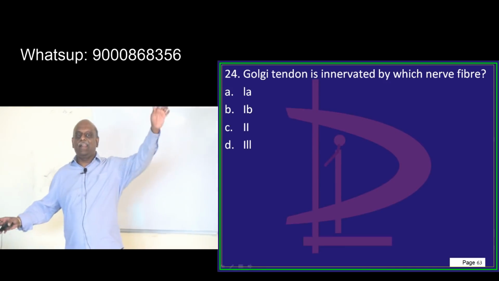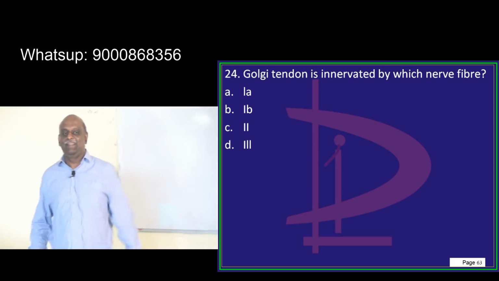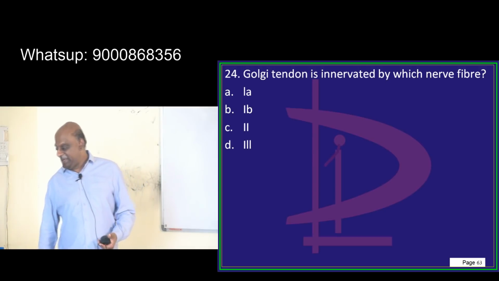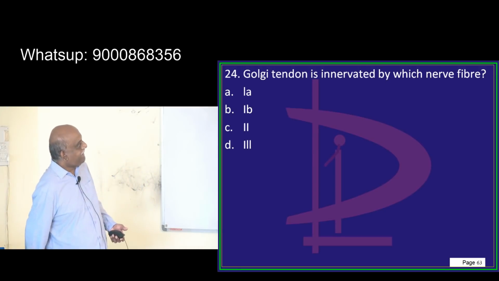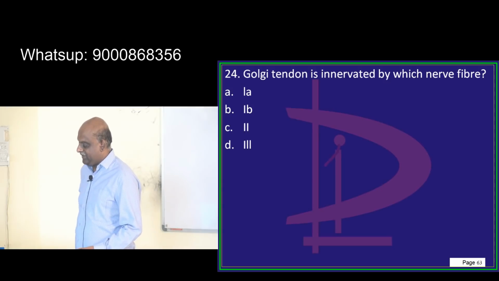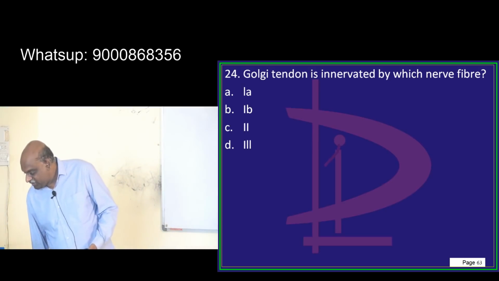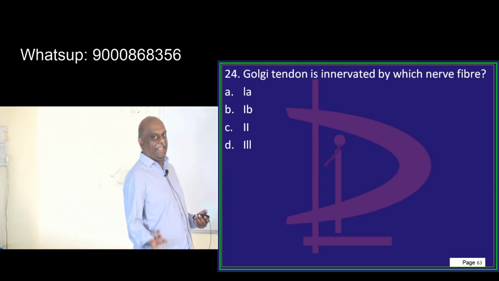Golgi tendon organ. Now, this question is for sale. Try to bet on this. Question number 24. What is your answer? Golgi tendon organ, by which nerve is it innervated? So, I can see Vishwavardhini proposing 1B and a good number of you proposing B. Excellent, doctor. Proud of all of you. Nobody is saying other than B.